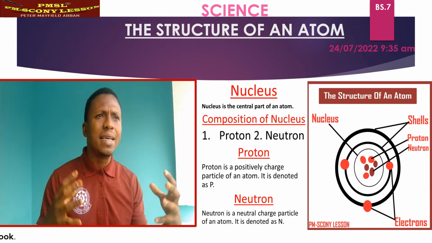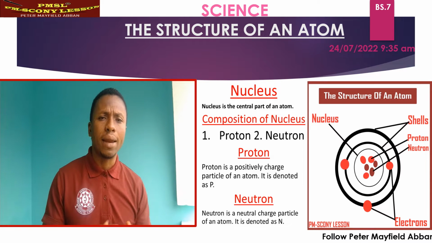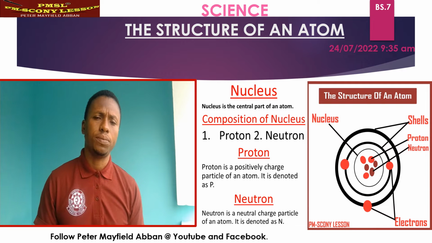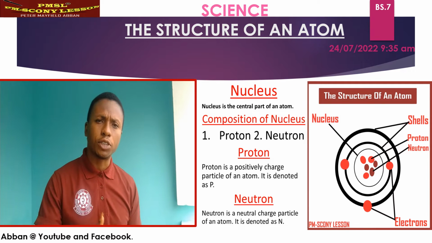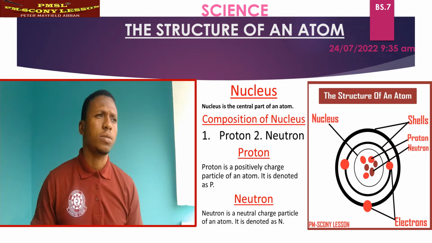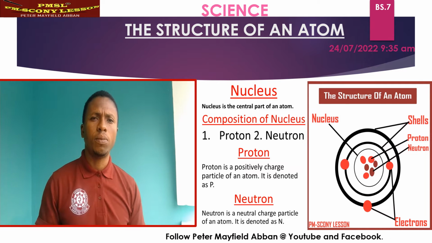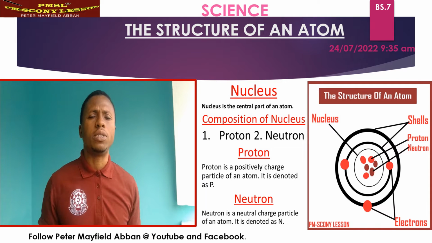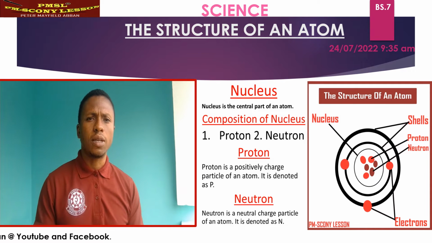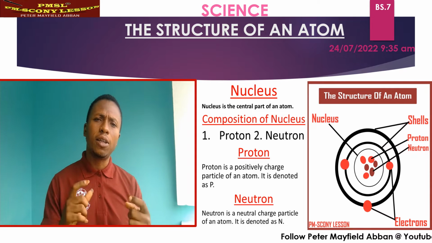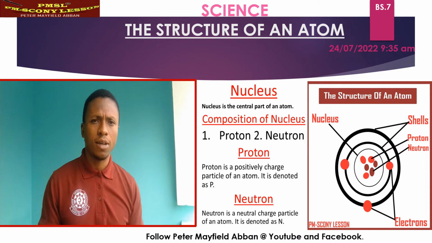Let's ask ourselves, what is inside an atom? An atom is made up of nucleus, electrons, protons, neutrons, shells. These come together to form an atom. So let's take it one by one. What is nucleus? A nucleus is the central part of an atom.